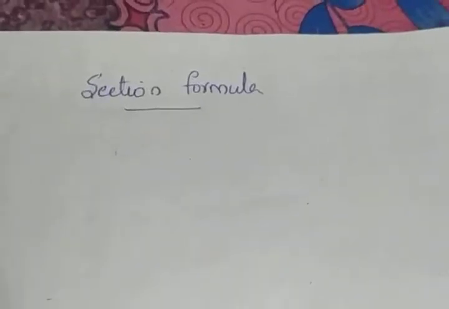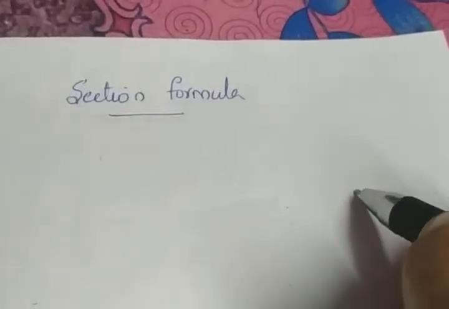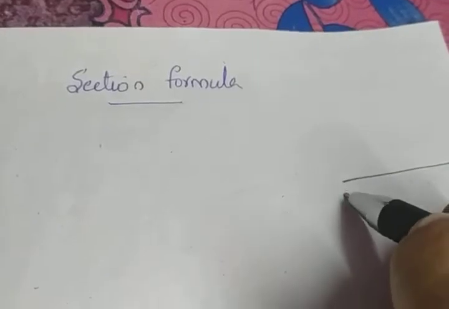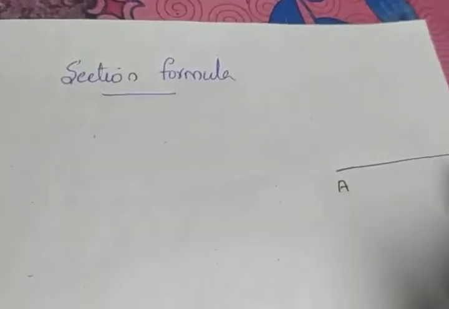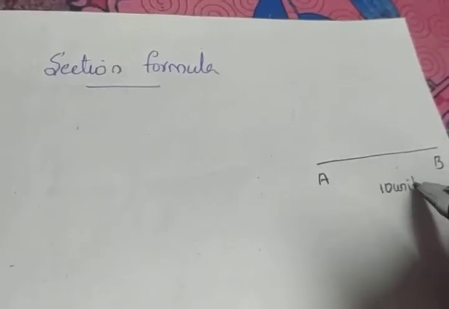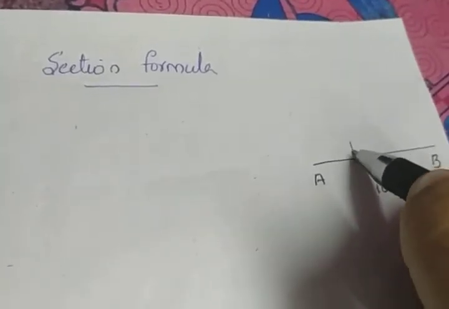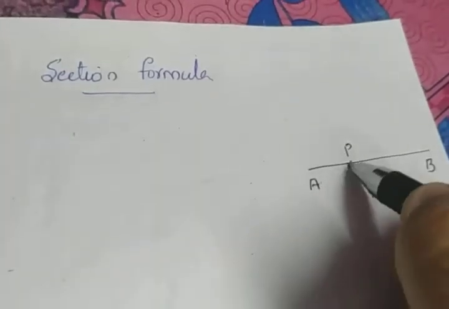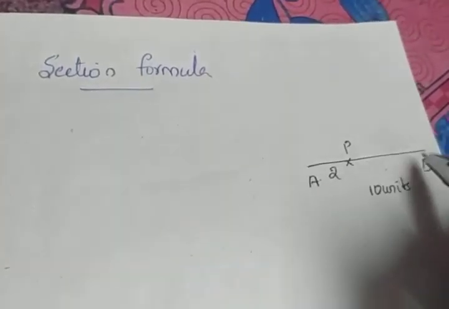So now we are going to deal with the next heading, section formula. Before going to the formula, consider a line AB. Let AB be of length 10 units. And I am taking a point P such that AP is 2 units and PB will be 8 units.